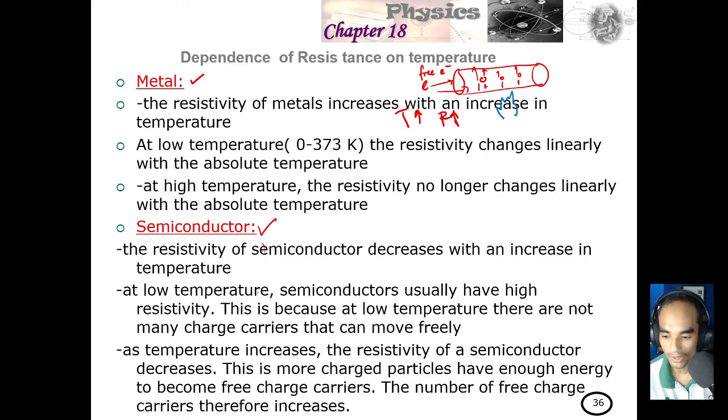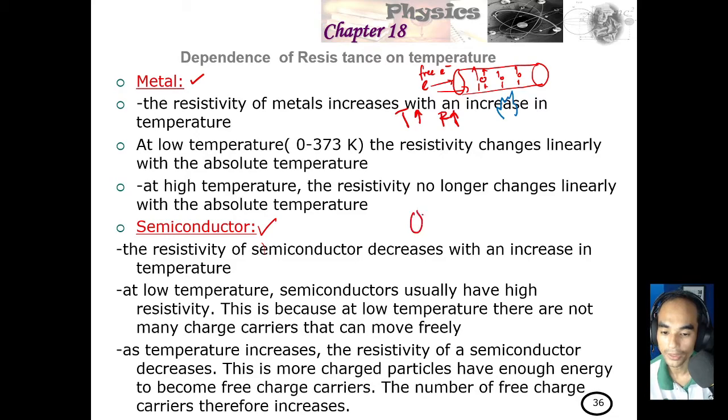At low temperature, a semiconductor usually has high resistivity. This is because at low temperature there are not many charge carriers that can move freely. As the temperature increases, the resistivity of the semiconductor decreases. This is because small charged particles have enough energy to become free charge carriers. The number of free charges therefore increases.